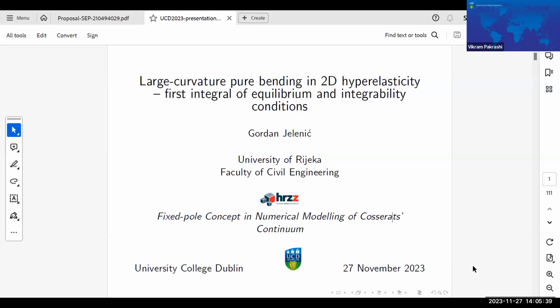I was here as an external examiner to Giovanni's PhD thesis today, so on the way, we agreed that I would present you some of the work that we do. I'm coming from the University of Rijeka in Croatia, on the Mediterranean coast.